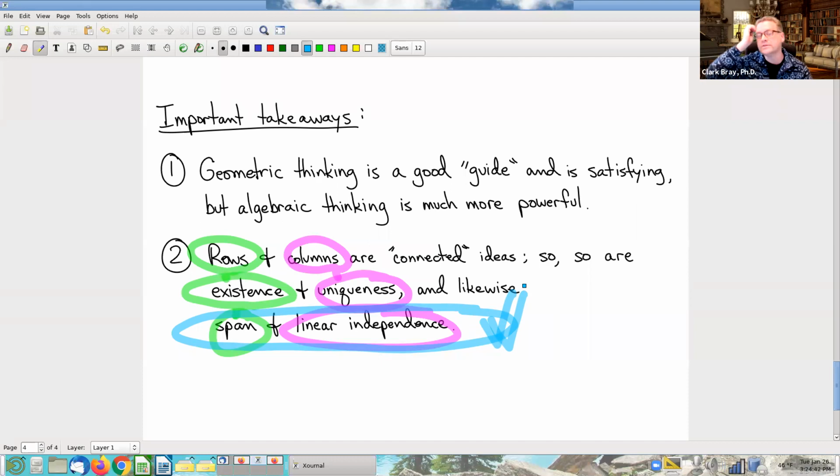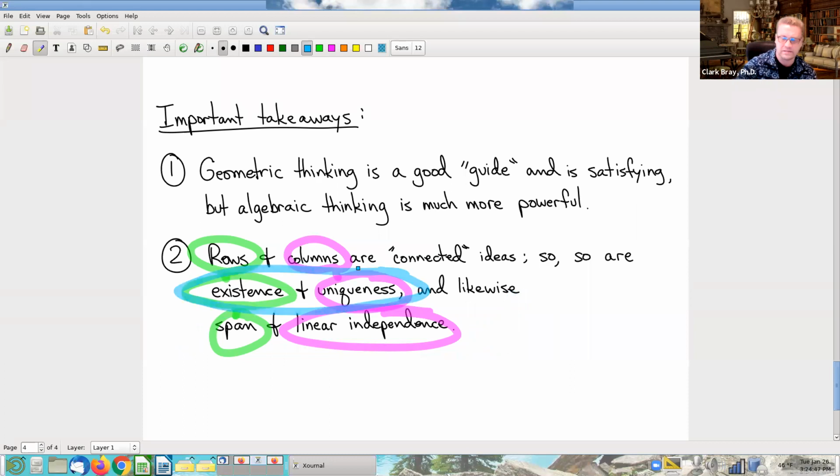I think that's really intriguing. And by the way, analogously, existence and uniqueness seem like two questions that have to do with solving a system. So they're two questions on the same general topic, but it doesn't immediately present itself how closely connected these are. Well, again, existence and uniqueness connect to rows and columns. And in the same way that rows and columns are connected ideas, likewise, existence and uniqueness are connected ideas. So I think this is a really great example of this as well.